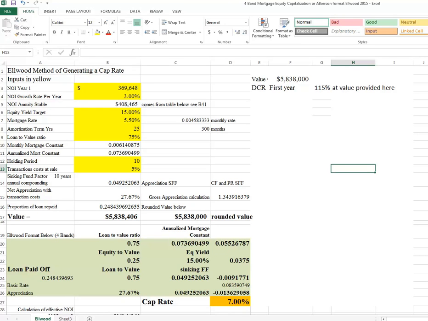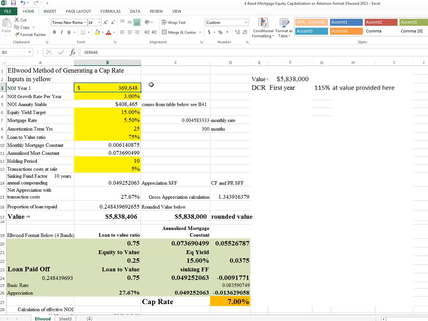What I have here is the Ellwood method of generating a cap rate, and my purpose of doing this recording is to explain it in more detail. What you have is a property here generating initially $369,648 of net operating income, but growing at 3% per year.